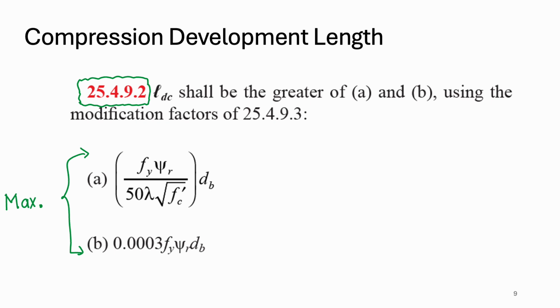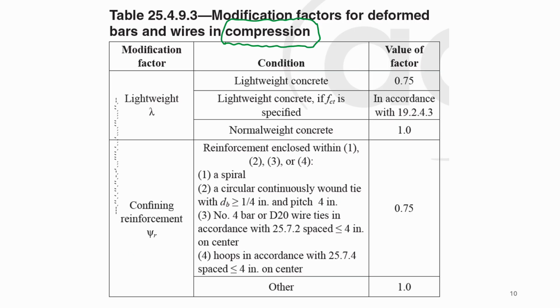If we have development length in compression, then we are using 2 equations, the maximum of the 2. The first one will be again yielding stress times some factor Psi-r, and we are dividing everything by 50 lambda square root of fc prime, and all of this we are multiplying by the rebar diameter. The other equation is 0.003 fy, which is again the yielding stress, times Psi-r times db. So what is Psi-r? That is confining reinforcement. And again, you have several conditions.